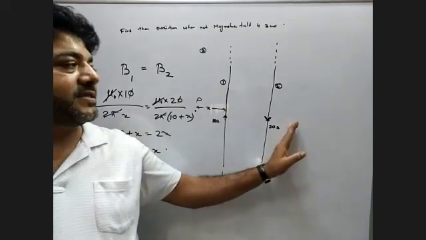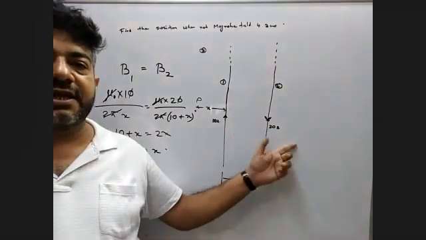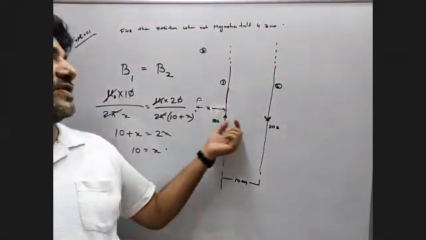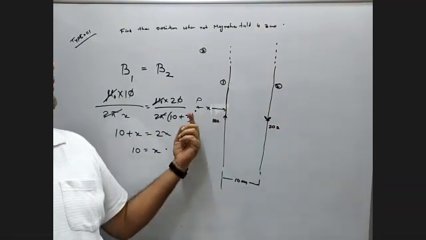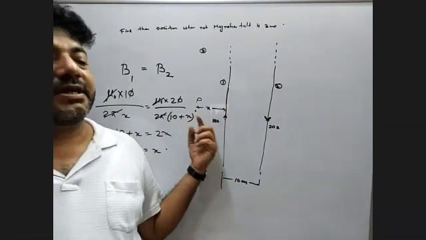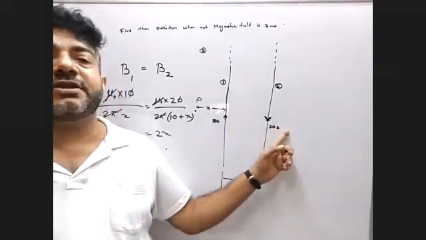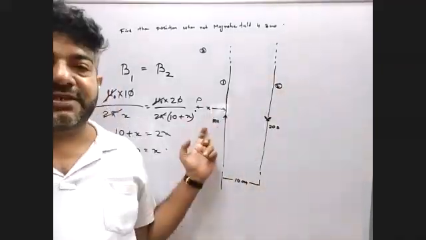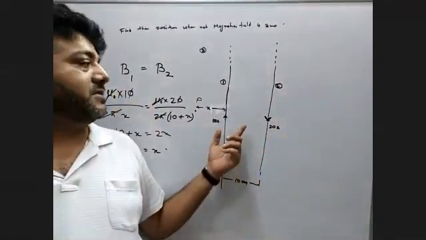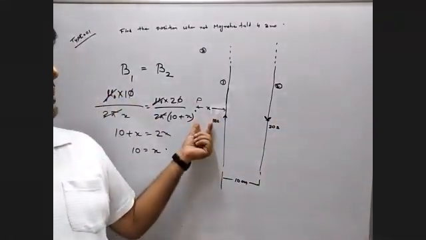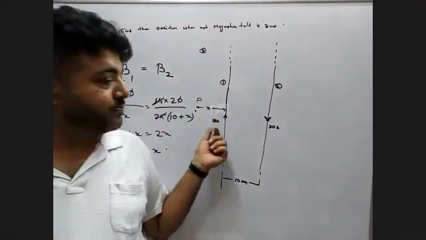This is the first wire, this is the second wire. If they are in opposite directions, you choose the point always towards the small strength. So 10 ampere is less than 20 ampere, so we choose the 10 ampere side. If the currents are in opposite directions, the point is on the right side or left side. If the currents are in the same direction, it is in between. As they are in opposite directions, we choose the left side because of the small strength.